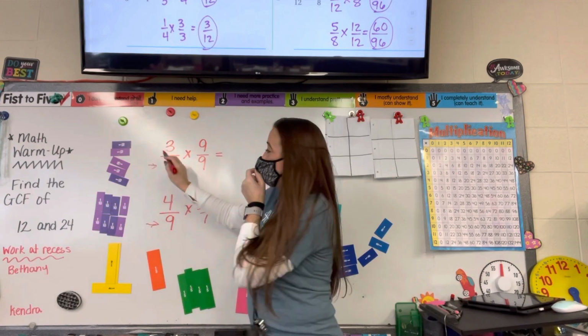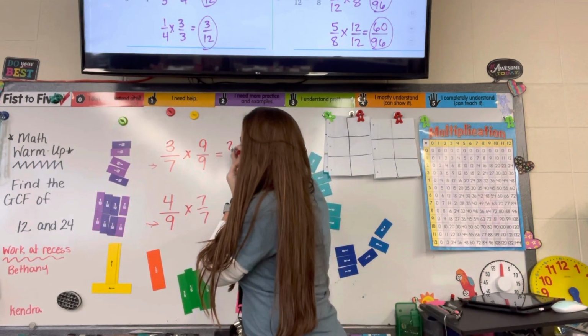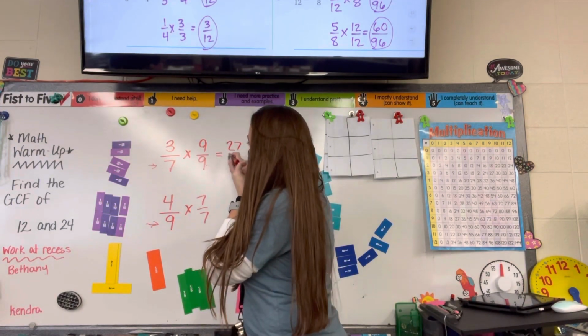Then to multiply, you go straight across. 3 times 9 is 27. 7 times 9 is 63.